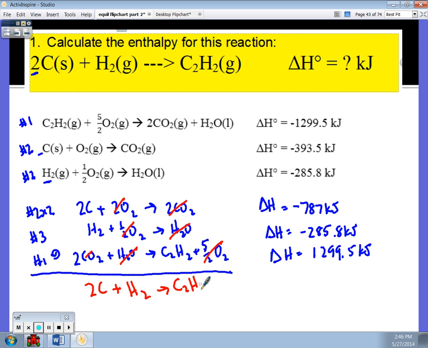My delta H is going to be the sum of all the steps. So you see how we're adding up all the steps? We add up all the heats, and we get a grand total of 226.7 kilojoules.